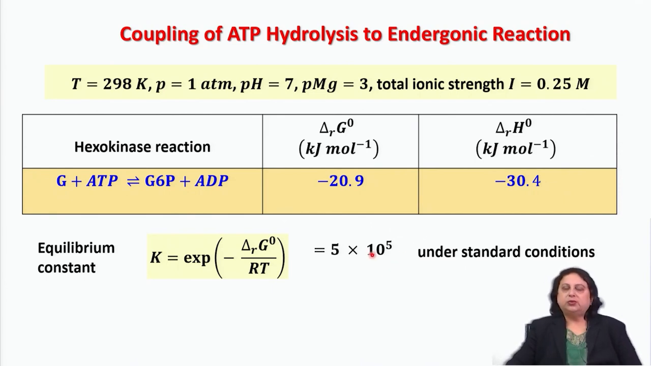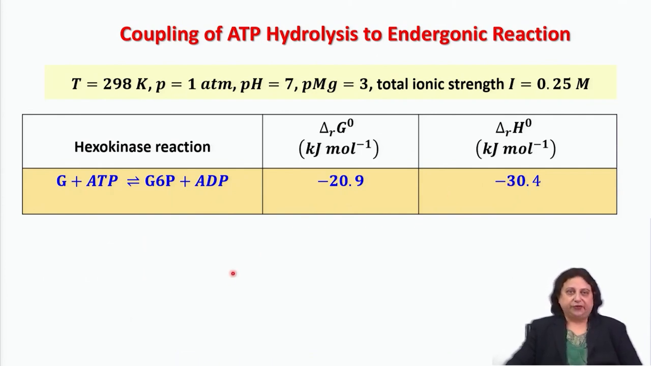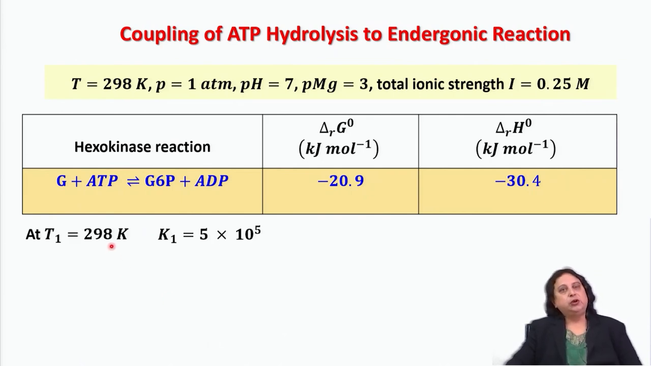Now, once you know this, the basic idea is this not only tells you about the ratio of the product and the reactants under standard conditions and how they are going to affect the subsequent steps, it also tells you what happens to the metabolic composition of the different steps in our body when the temperature changes. If I want to understand the temperature dependence of this equilibrium constant, I can use the Van't Hoff equation. And then I find that an essential part of doing this evaluation would be knowing the standard enthalpy of reaction, which for this reaction is already available to you. So, let us do the following. Let us assume that at T1 equal to 298 Kelvin, K1 is equal to 5 into 10 to the power of 5.